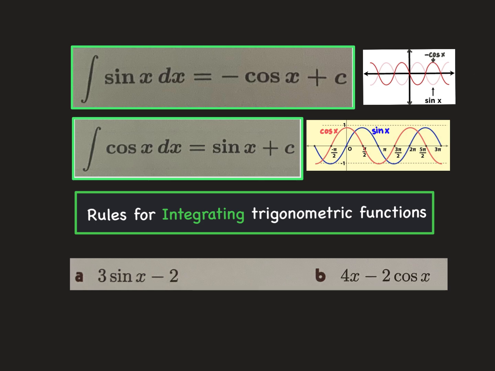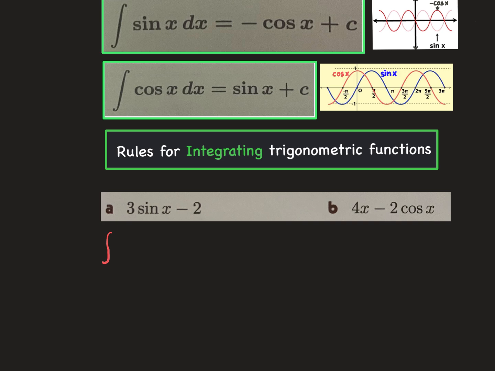So let's have a look at some problems. We have here 3 sine x minus 2. If we want to integrate this with respect to x, we draw this little sign, which is an elongated S sign, and then we write down what we want to integrate: 3 sine x, take away 2. We must put them all in brackets and write dx.